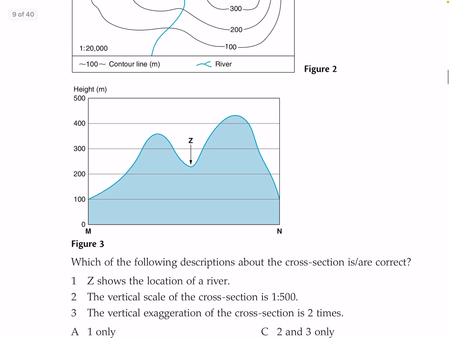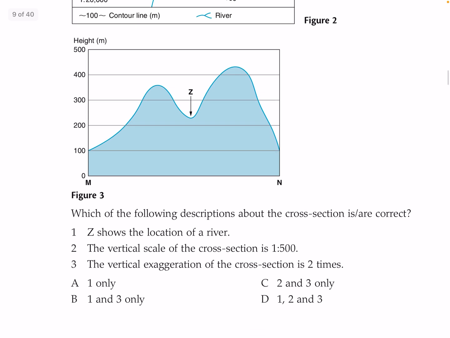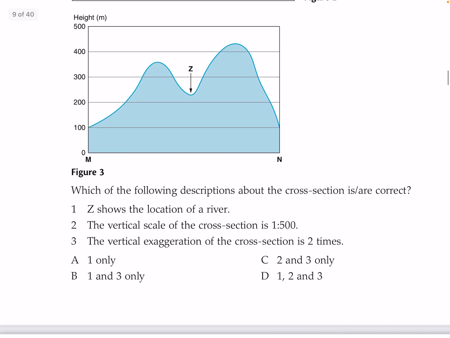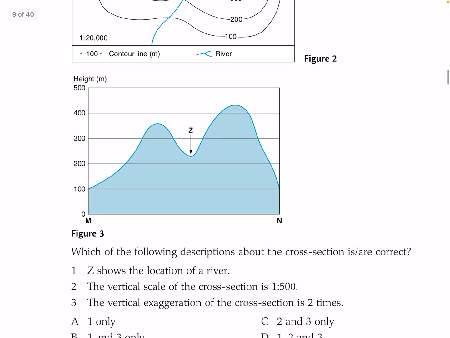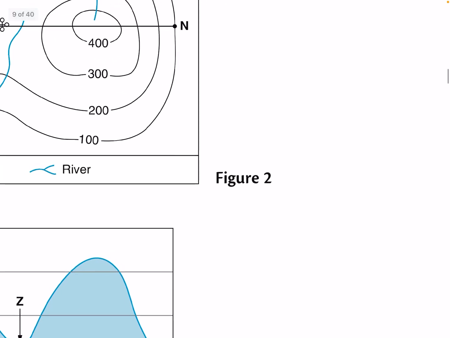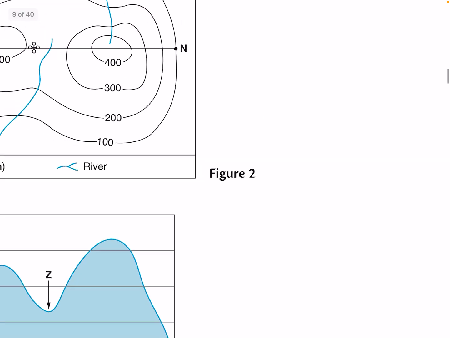Which of the following descriptions about the cross section is correct? It says it shows a section of the river, shows the location of the river. True, because you can see the Z is directly pointing at the river.